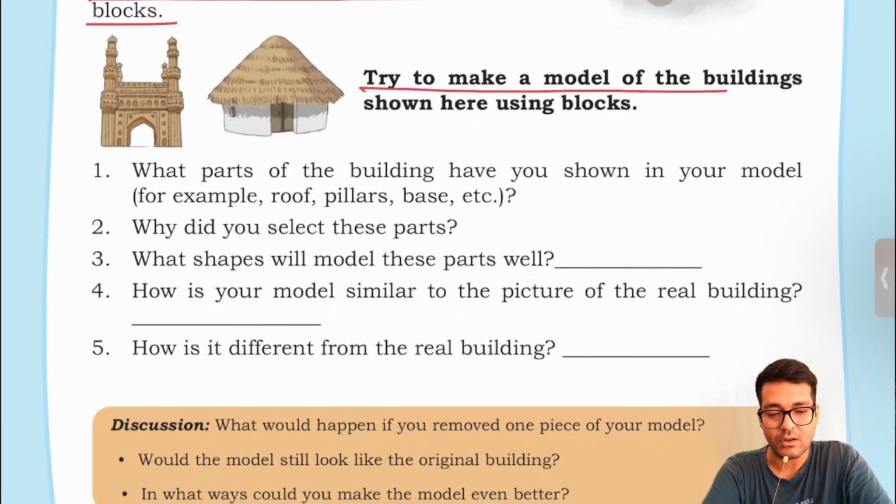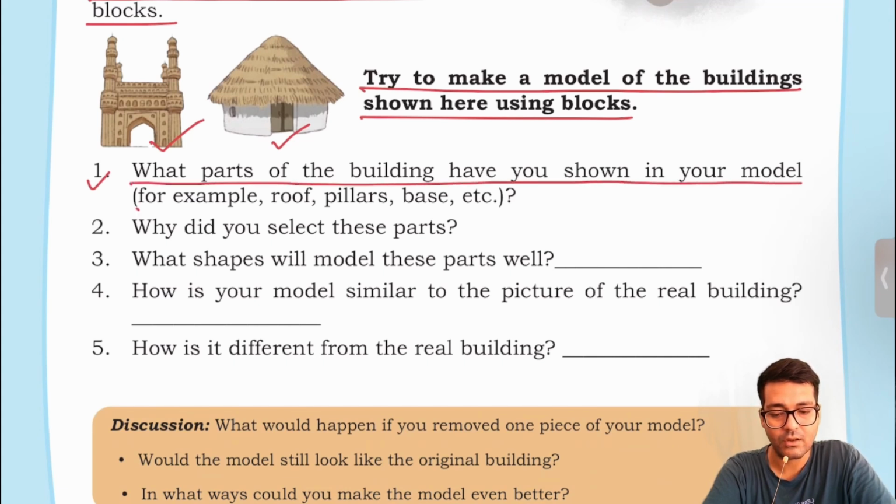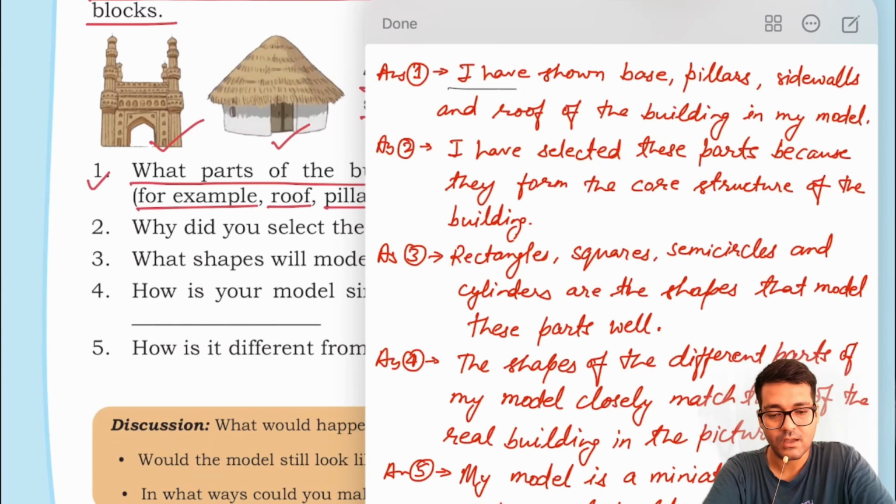Try to make a model of the buildings shown here using blocks. You can try to make a model of Charminar and a hut using blocks. 1. What parts of the building have you shown in your model? For example, roof, pillars, base, etc. The answer is: I have shown base, pillars, side walls and roof of the building in my model.